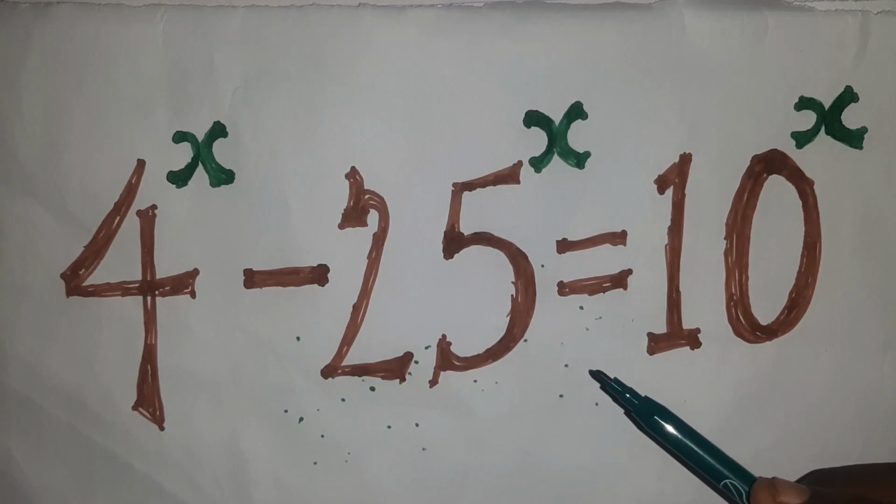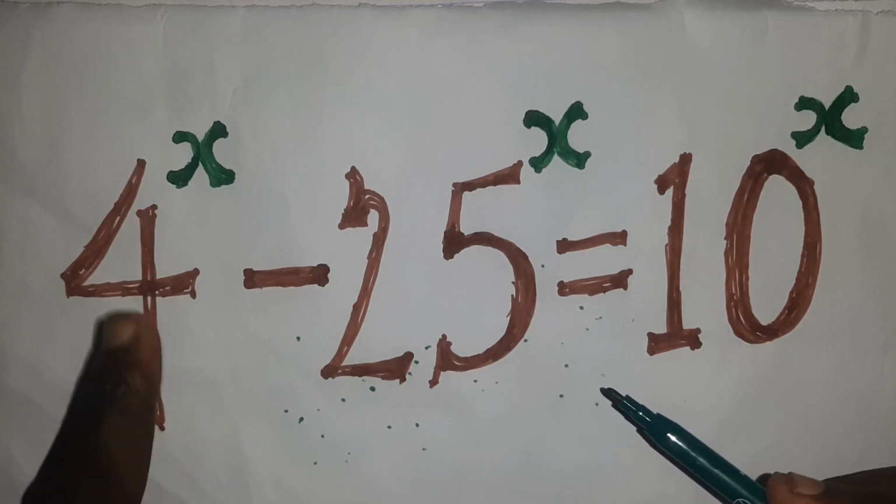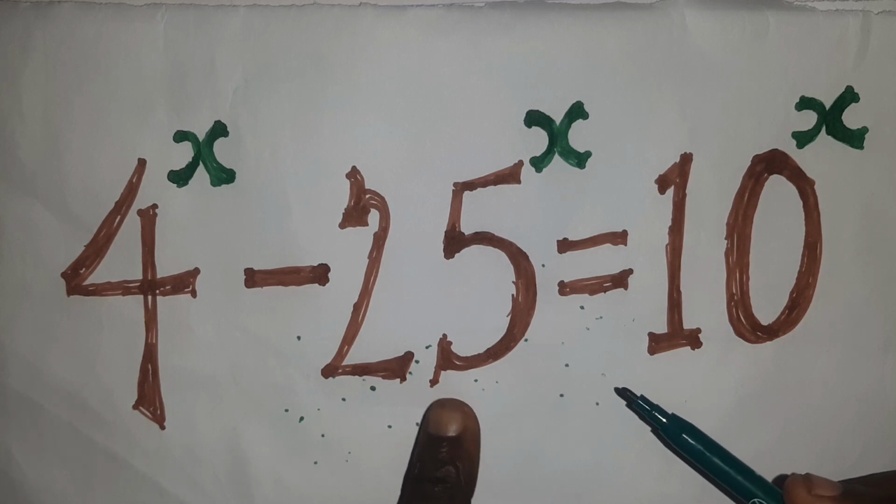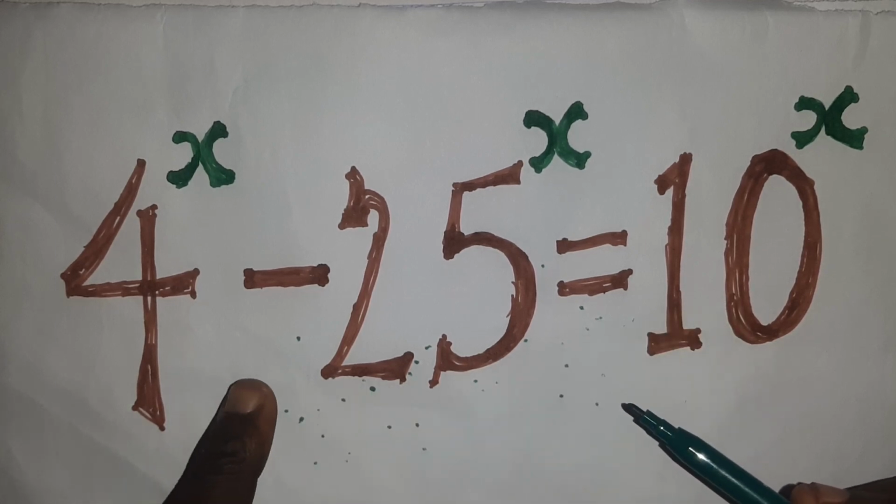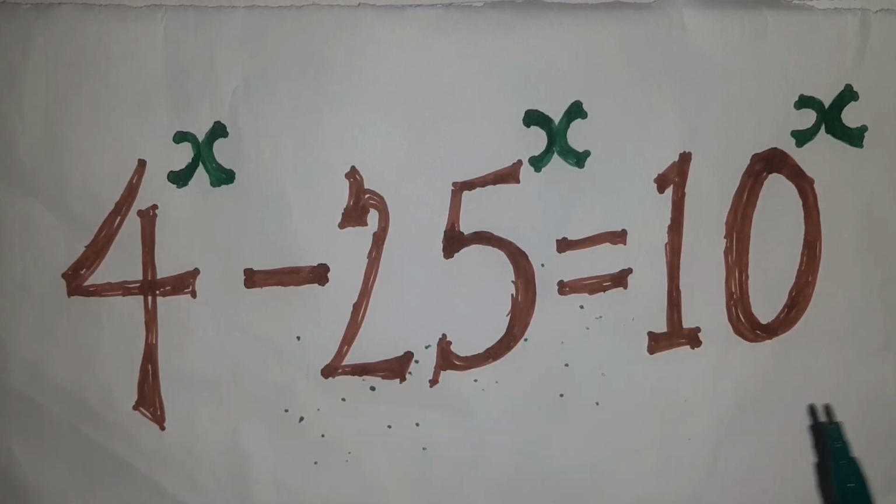Okay, so we have this interesting exponential equation here. We have 4 raised to x minus 25 raised to x equals 10 raised to x. Okay, so let's go right into it.